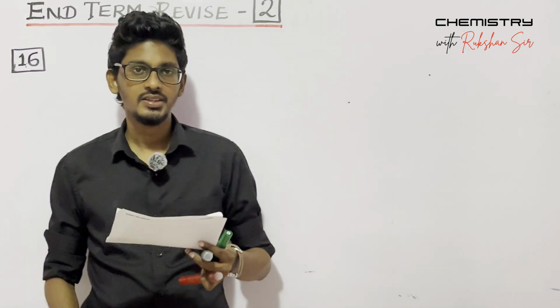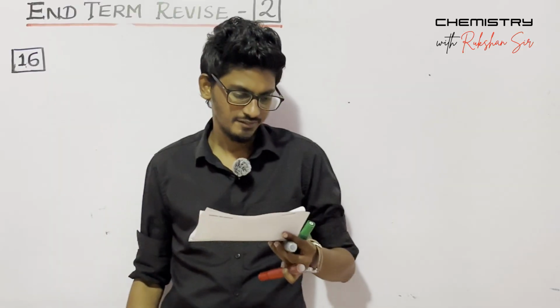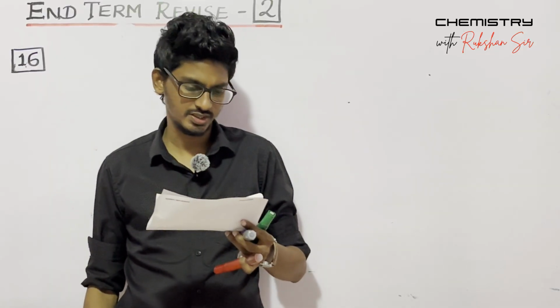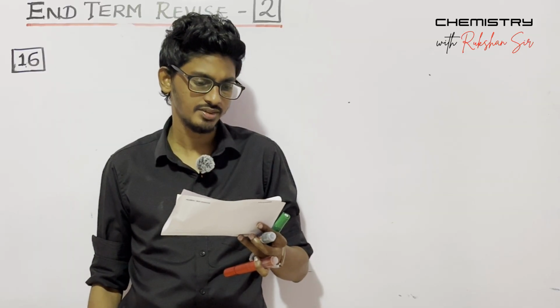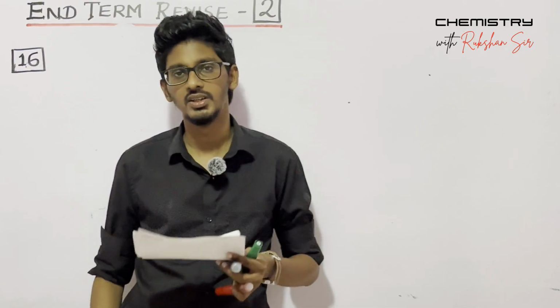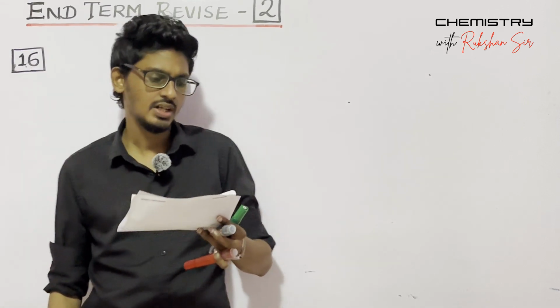Let's discuss question number 16. With the 16th to 20th questions, the instructions are given like this: write the answers to the questions given below on the dotted lines. Let's discuss the 16th question.